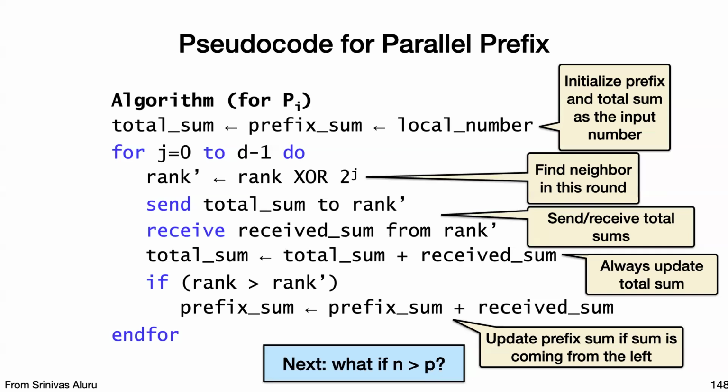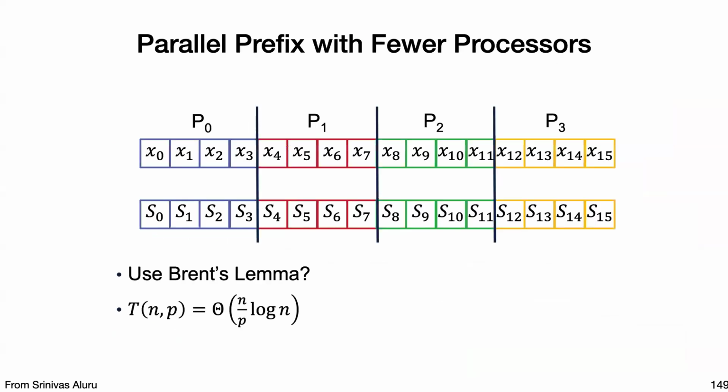What if n is greater than p? So now we have an algorithm. With this thing that I just showed, T_infinity of n is equal to log n, because it follows the same recursion that we had at the beginning. And under Brent's lemma, if you have p less than n processors, this is the time on p processors.